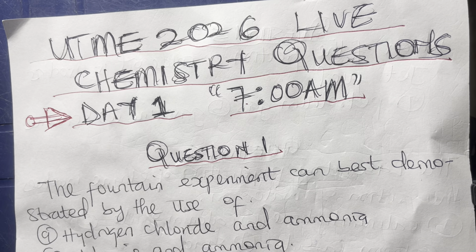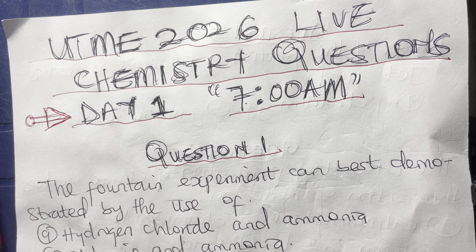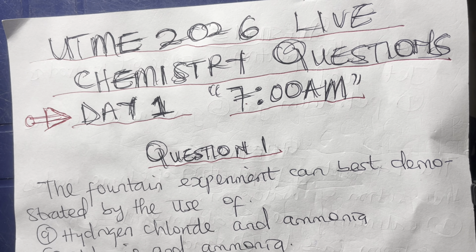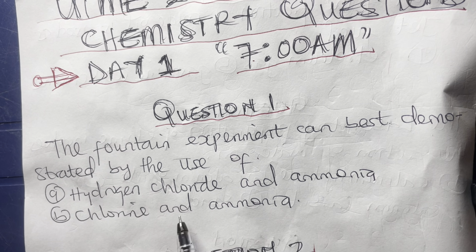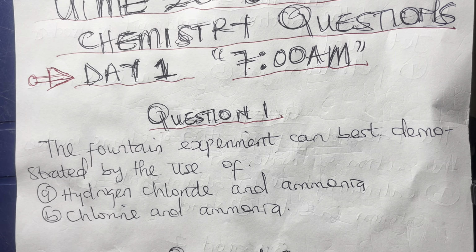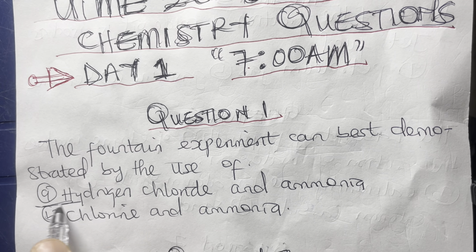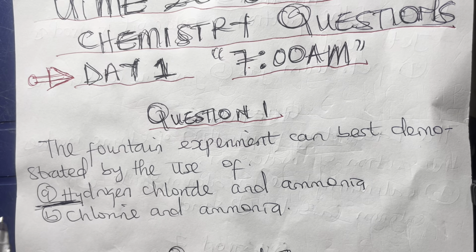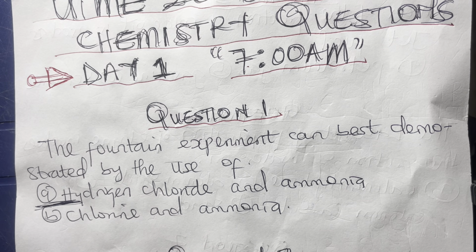Now let's look at the questions. The first question says that the fountain experiment can be best demonstrated by the use of, and he can only remember these two options: hydrogen chloride and ammonia, chlorine and ammonia. So the correct answer here is hydrogen chloride and ammonia. In case you see it in your own, just pin it.